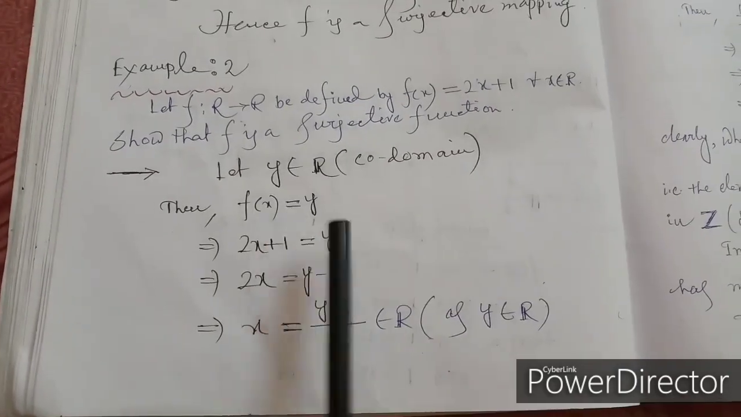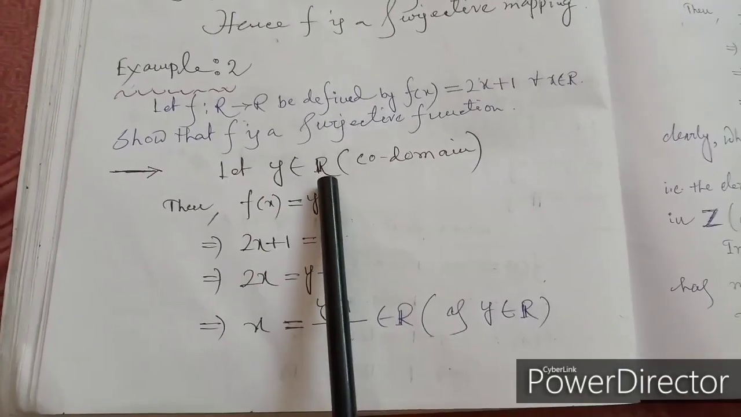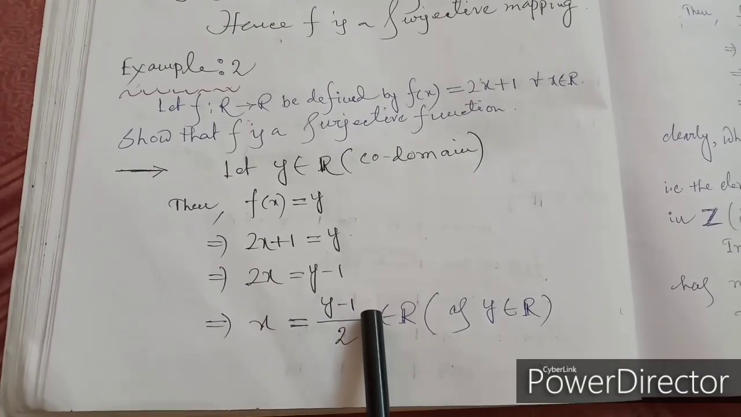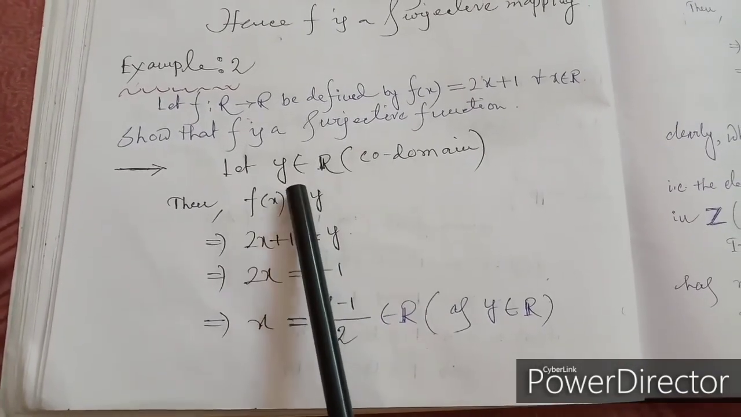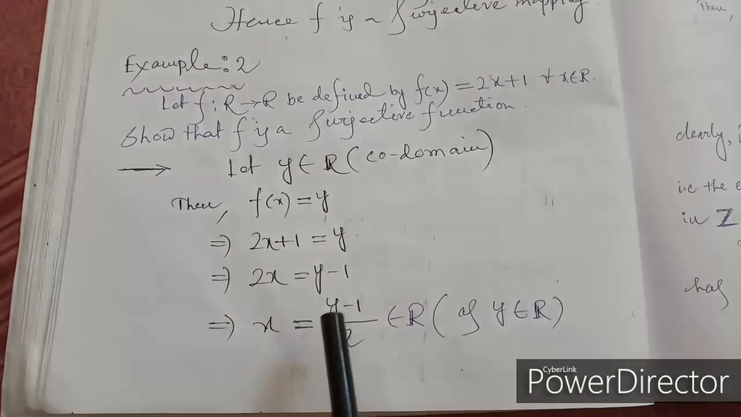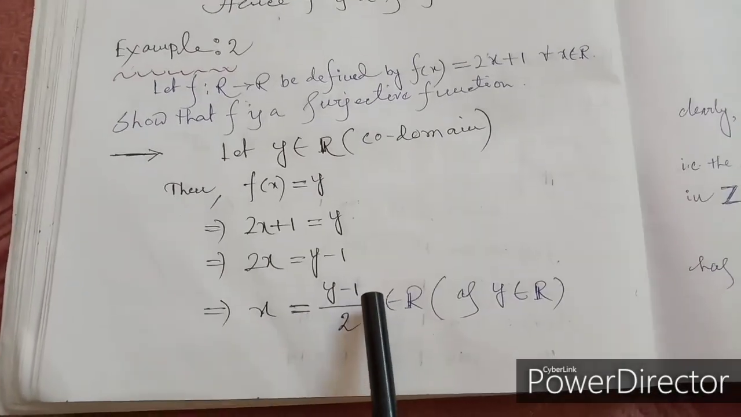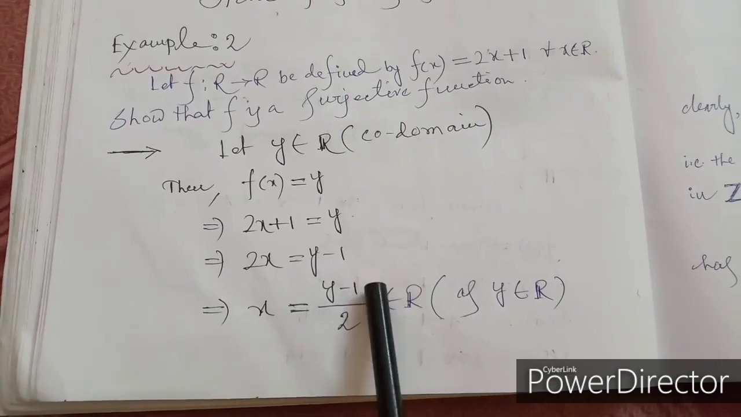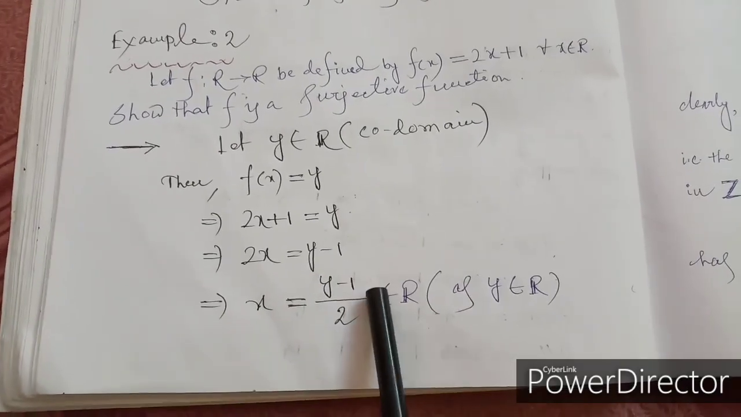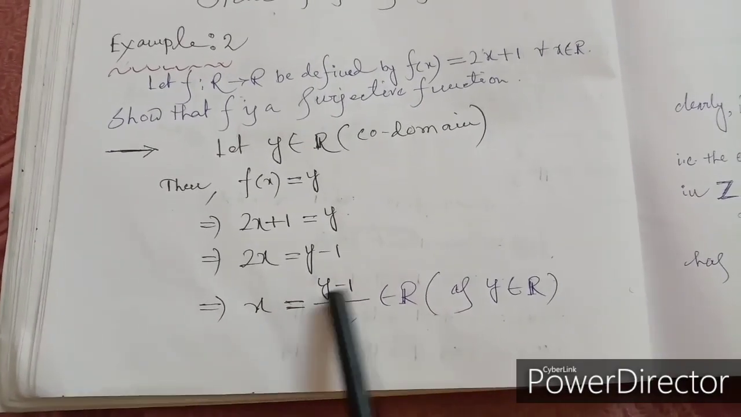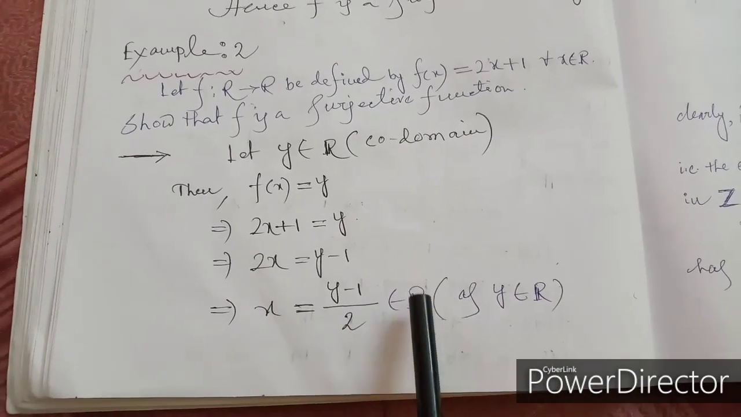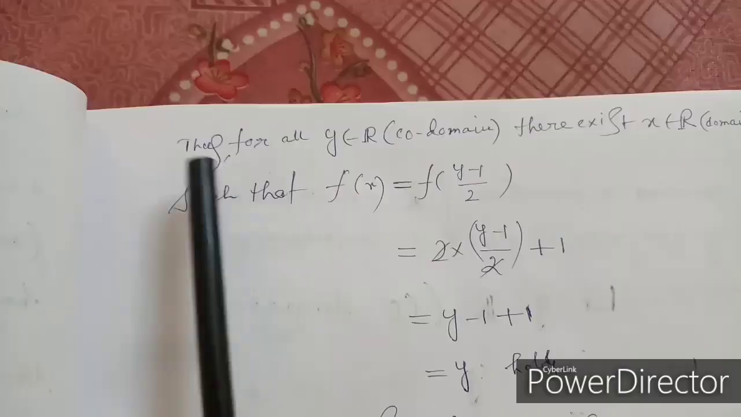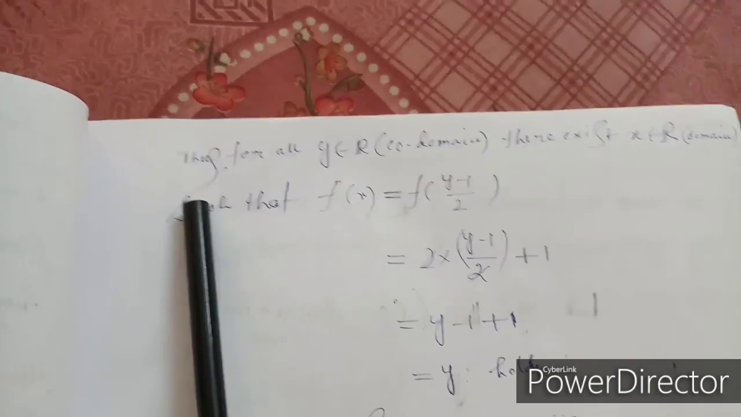Look at that. Here y belongs to R. So y minus 1 also belongs to R, because y belongs to R means y is a real number. So y minus 1 is also a real number, and hence (y minus 1) by 2 is also a real number. So that number belongs to R as y belongs to R. So x belongs to R. Got it? Now what is your conclusion?